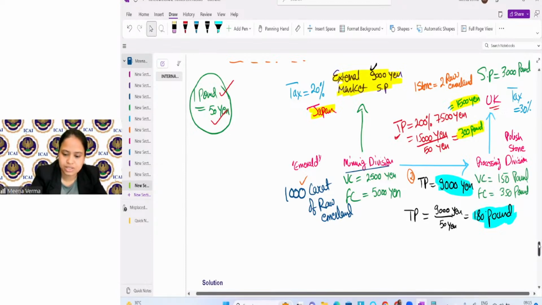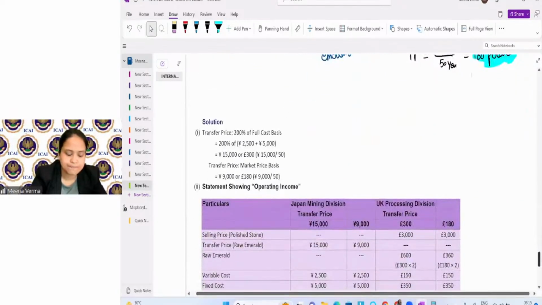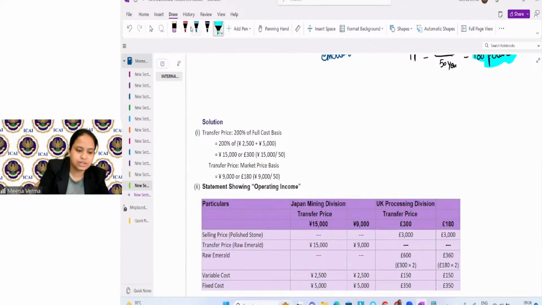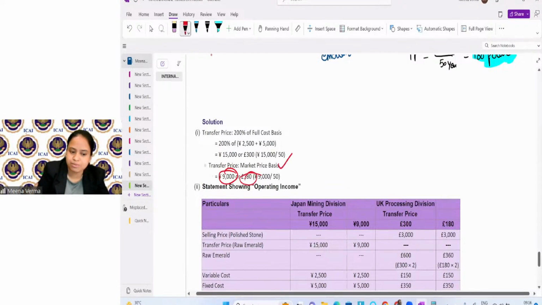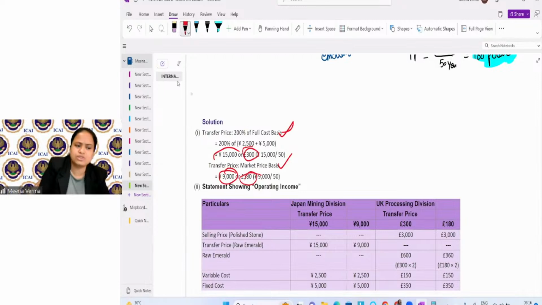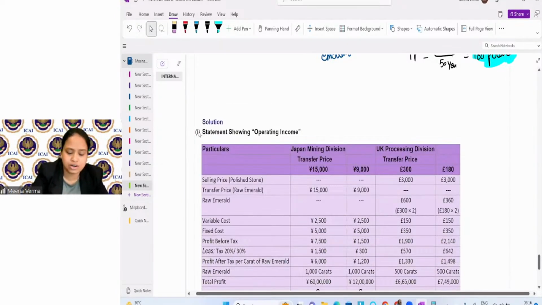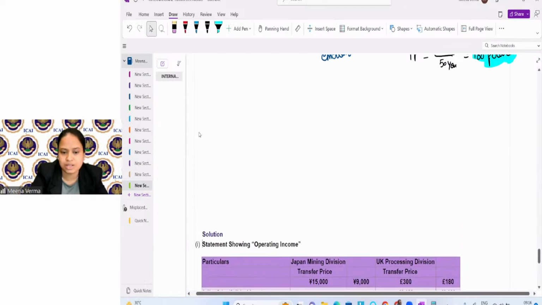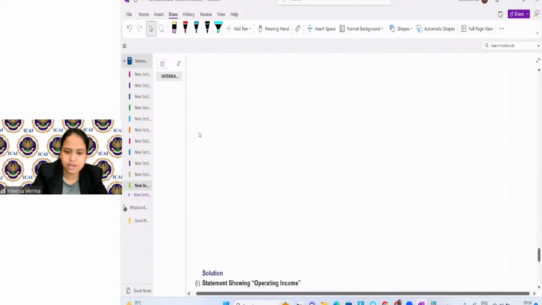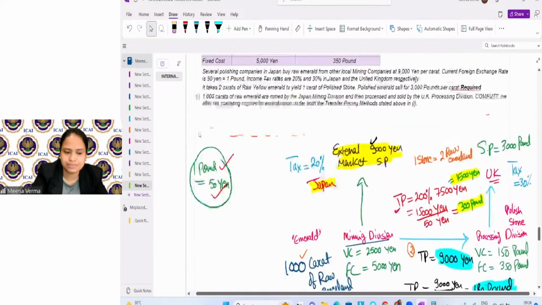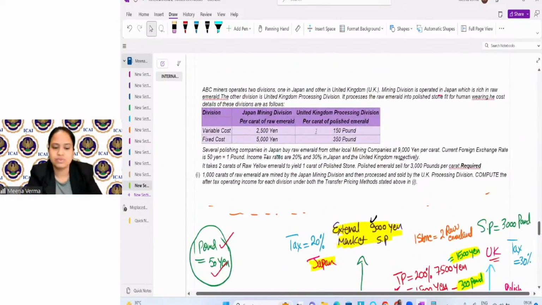I hope it is clear to all. So it is 9,000 yen or £180 if it is the market price method. If it is the full cost method, 15,000 yen or £300 will be the answer. In this way, we can find the transfer price. You can see, so simple, not at all difficult. But I told you, before solving the question, your question should be clear to you. Only then can you solve it easily.